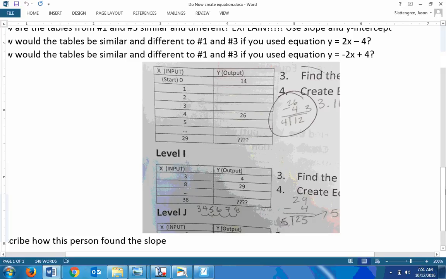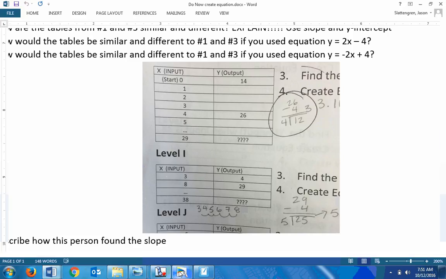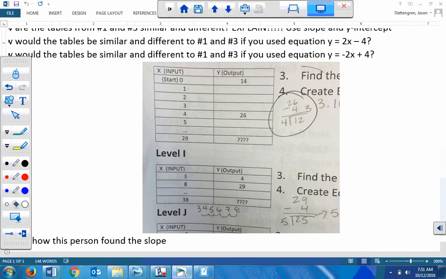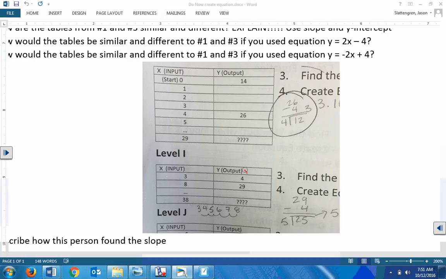So how did a person find the slope when it's not given? What we saw on this one is that what we first do is subtract the x's and subtract the y's. So I'll do this harder one right here. This is actually 26 minus 14, just a typo here. But we subtract the y's and subtract the x's.